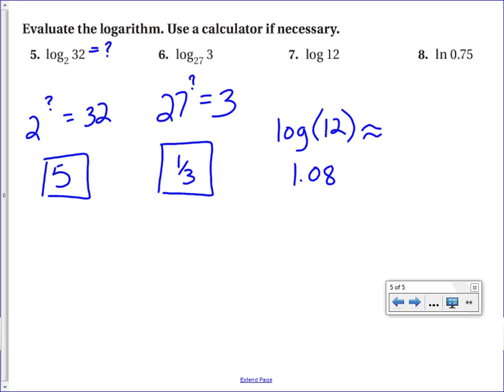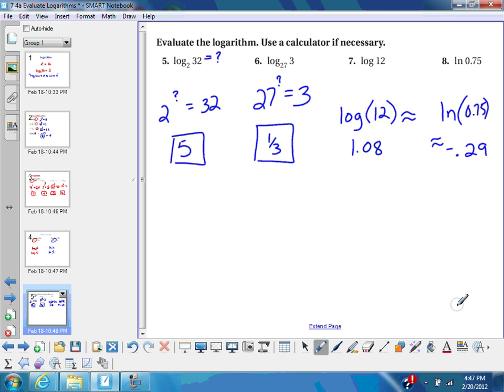And the last one, we have a natural log. Again, you can use your calculator for this. Find the button that says ln. It's going to open up the parentheses, and in that parentheses, you put 0.75. Hit enter, and the calculator will tell you that this is approximately, rounded to the nearest hundredth, -0.29. And that is all.